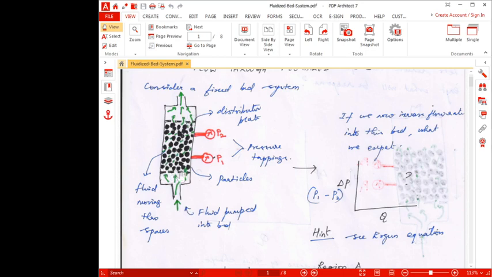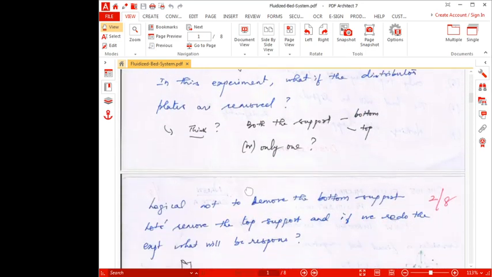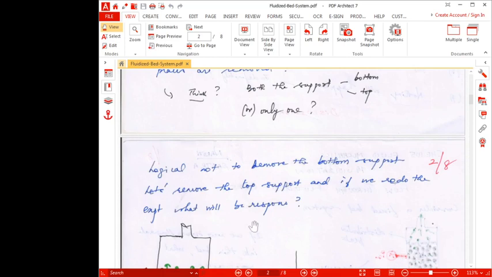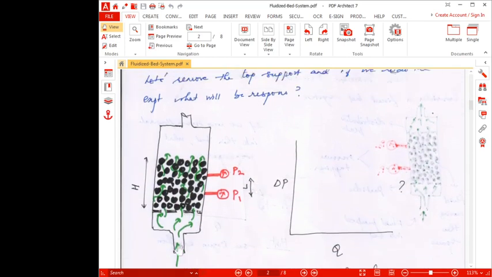Probably I can remove the bottom, I need not remove. So let us assume that we are removing only the top plate, and we still have the bottom plate. As per the diagram shown here, there is again a bed filled with particles. You can see the fluid is flowing through the spaces. You still have the pressure tappings. Only the bottom plate is there, the top plate is not there.